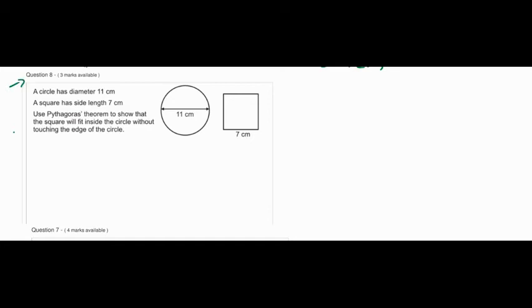Question 8. A circle has a diameter of 11 centimetres. A square has side length of 7 centimetres. Use Pythagoras' theorem to show that the square will fit inside the circle without touching the edge of the circle. So basically, what you've got to do is find the length of the diagonal of the square and show that that is less than 11 centimetres, because the diagonal of the square will be the diameter of the circle.